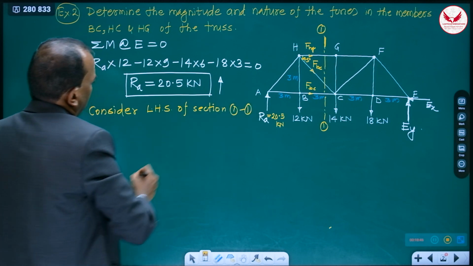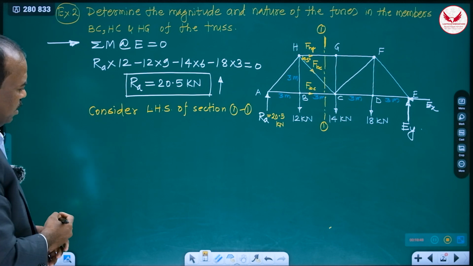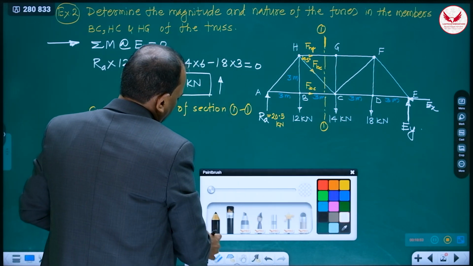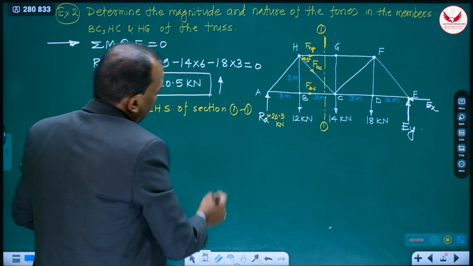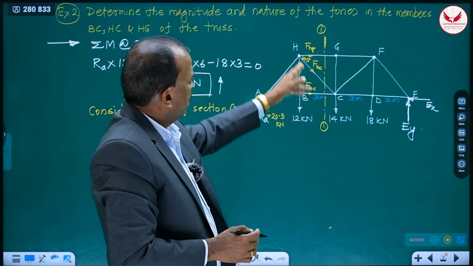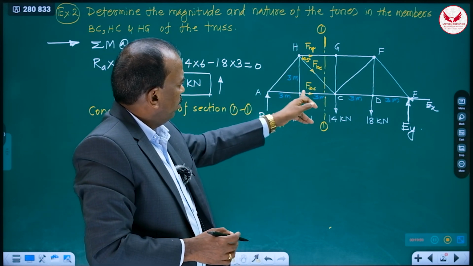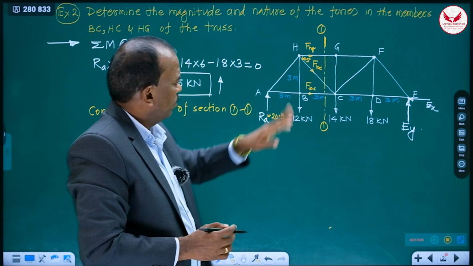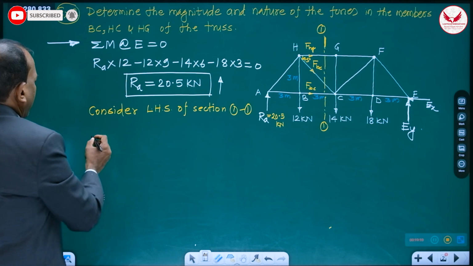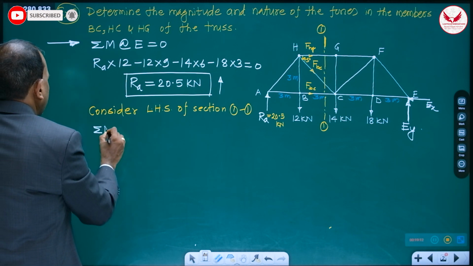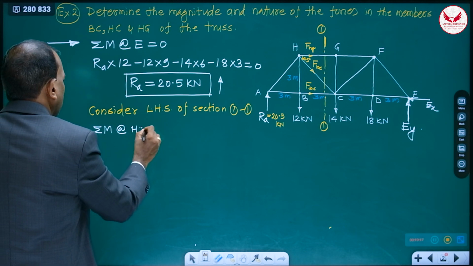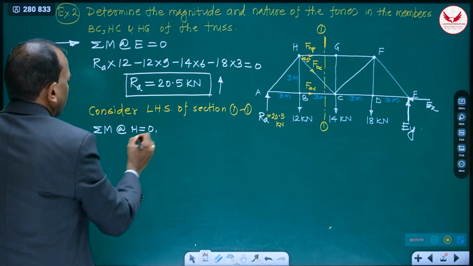Finish. And if you consider section 1-1 and see it neatly, what will you find? You will find that out of 3 unknown forces, HG, HC and BC, 2 are meeting at H. A very simple logic. Take the moment summation M about H equal to 0.